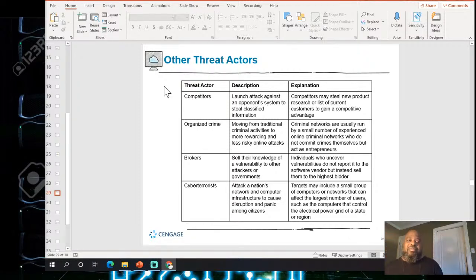Right, threat actors on the screen. Competitors launch attacks against opponents' systems to steal classified information. Organized crime is moving from traditional criminal activities to more rewarding and less risky ones. Brokers sell knowledge of information and vulnerabilities to other attackers or governments. Cyber terrorism is an attack on a nation state's infrastructure to cause disruption and panic among its citizens. So those are the four: competitors, organized crime, brokers, and cyber terrorism.